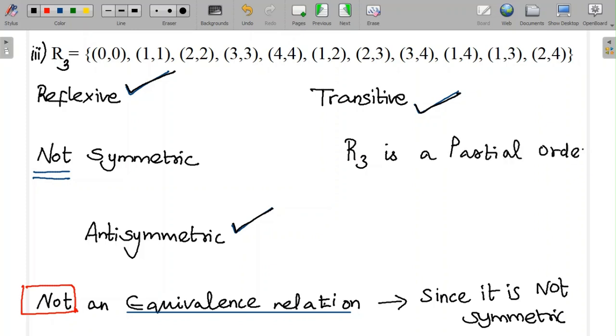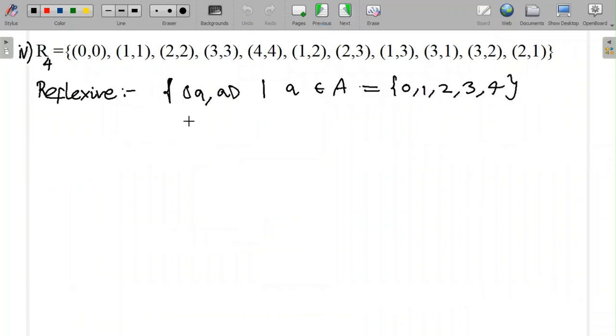The partial order only demands that it is reflexive, transitive, and antisymmetric. In our case, we see that it is in fact meeting all the three conditions necessary for it to be called a partial order. Therefore, R3 is a partial order. We'll explore the fourth example next.